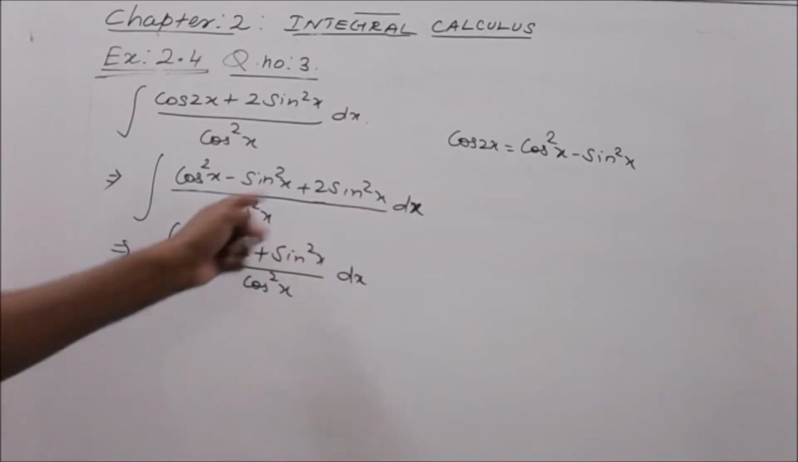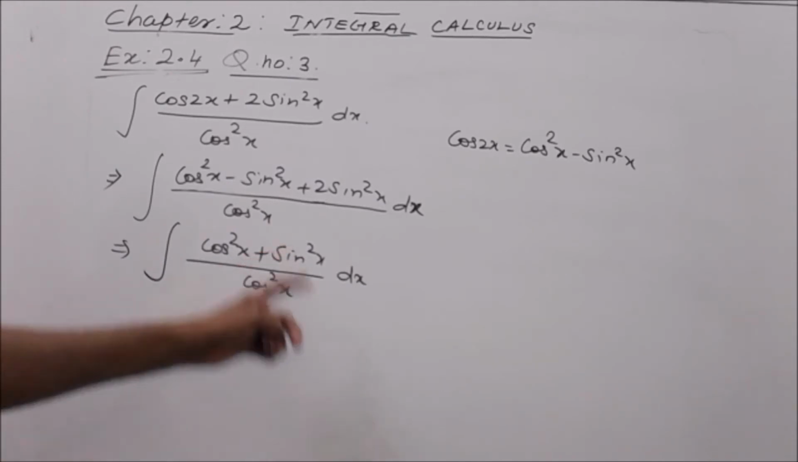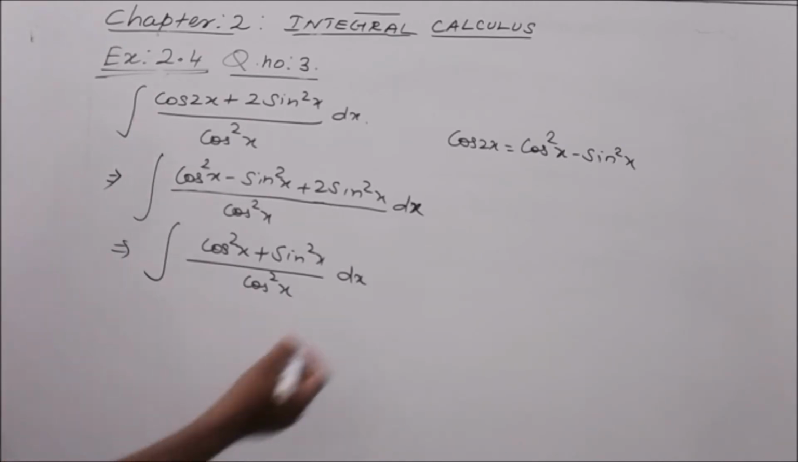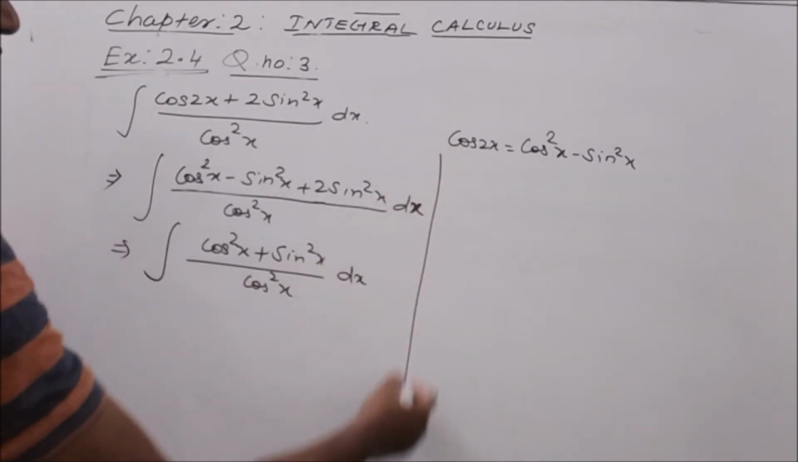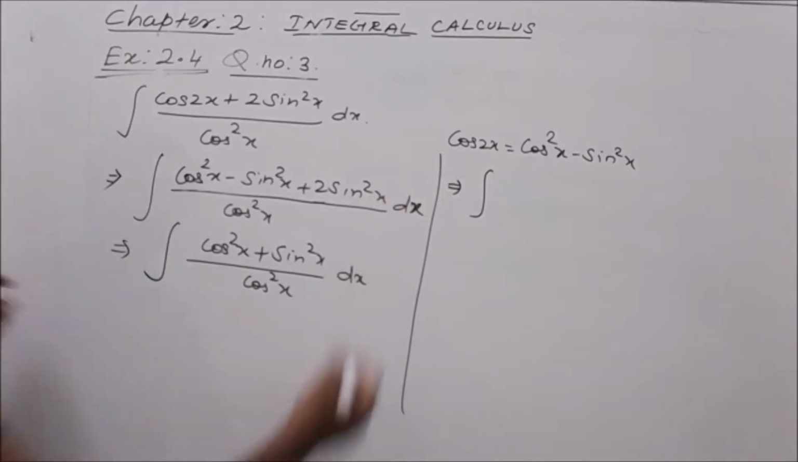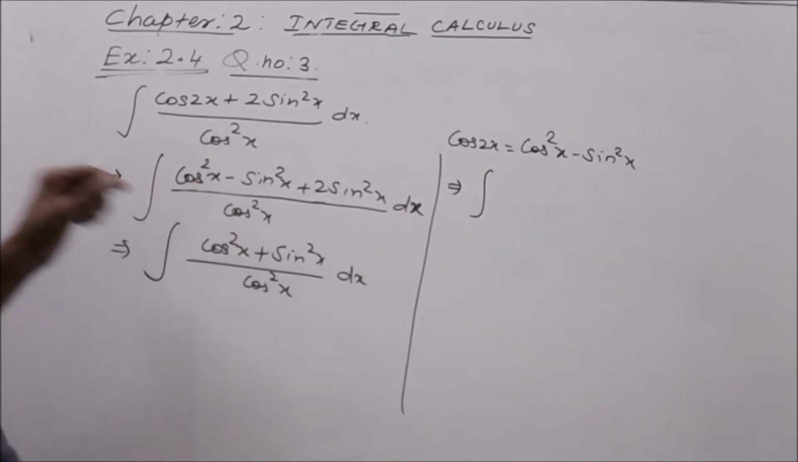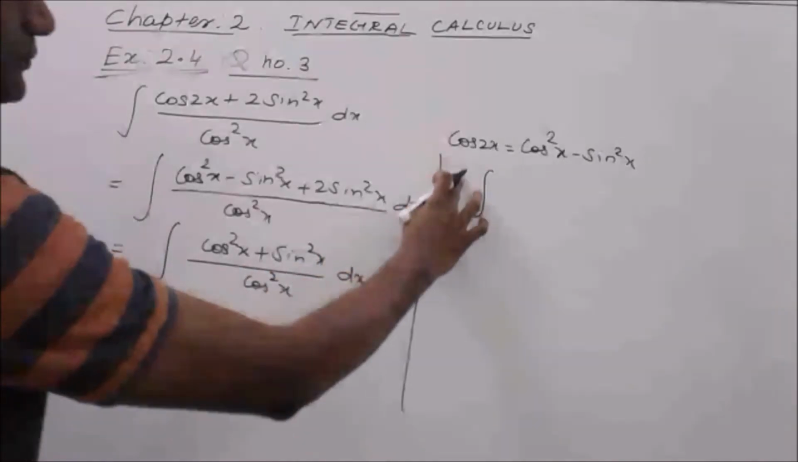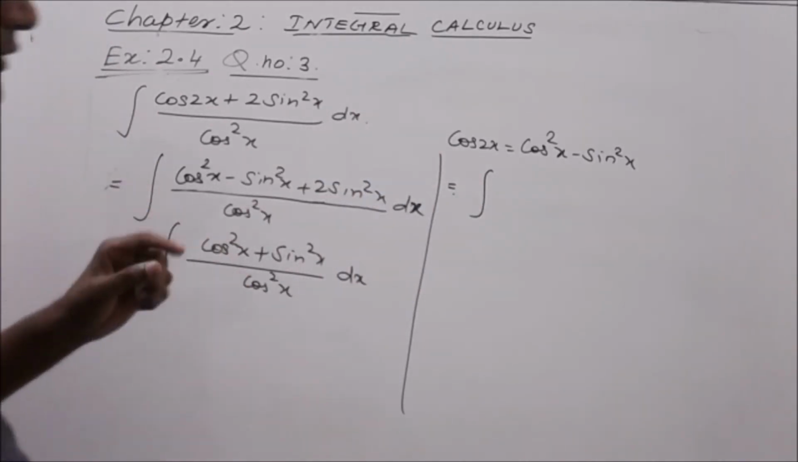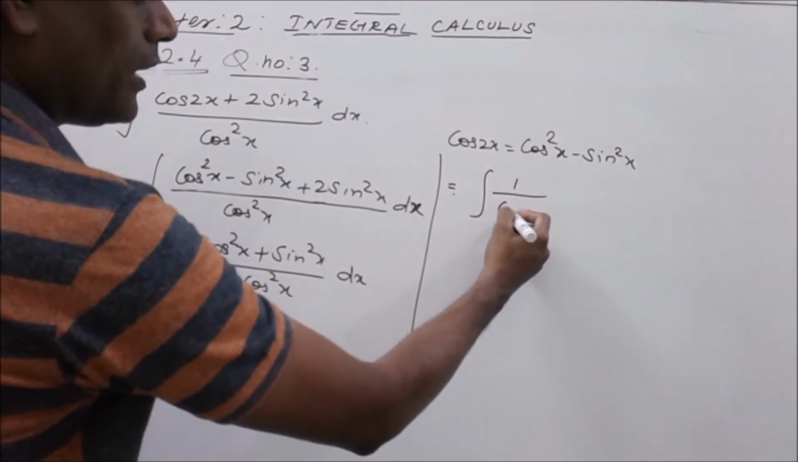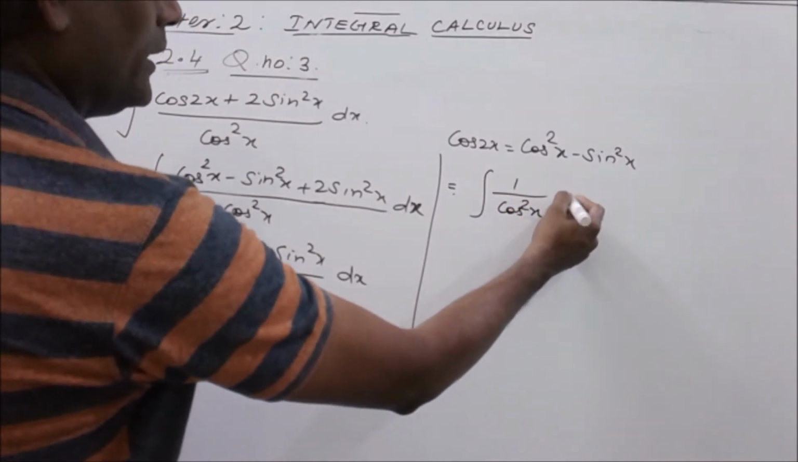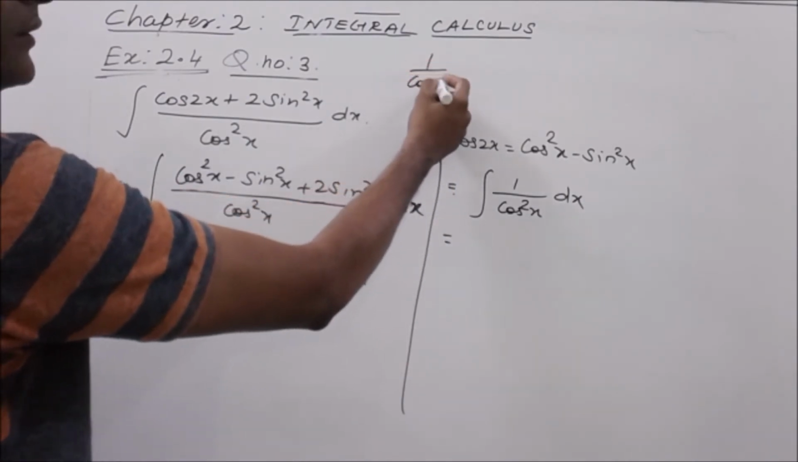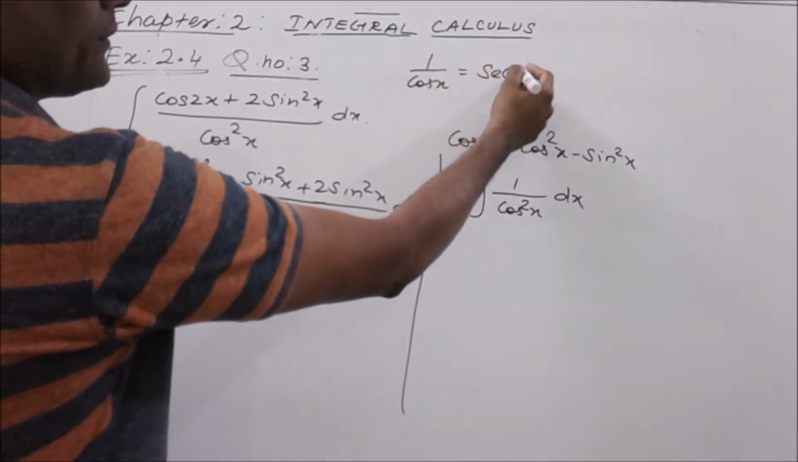There is a familiar formula here, cos square x plus sin square x in the numerator. It will turn as 1. So which implies integral of cos square x plus sin square x, which is equal to, cos square plus sin square is 1, by cos square x dx. Then 1 by cos x is secant x.